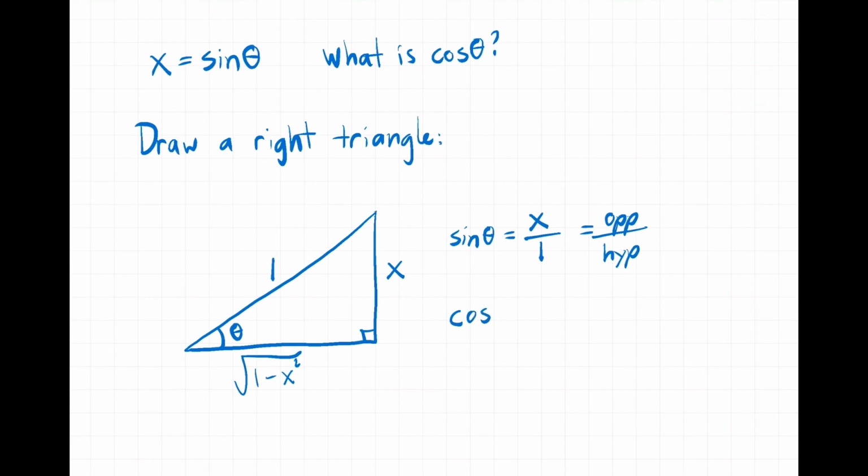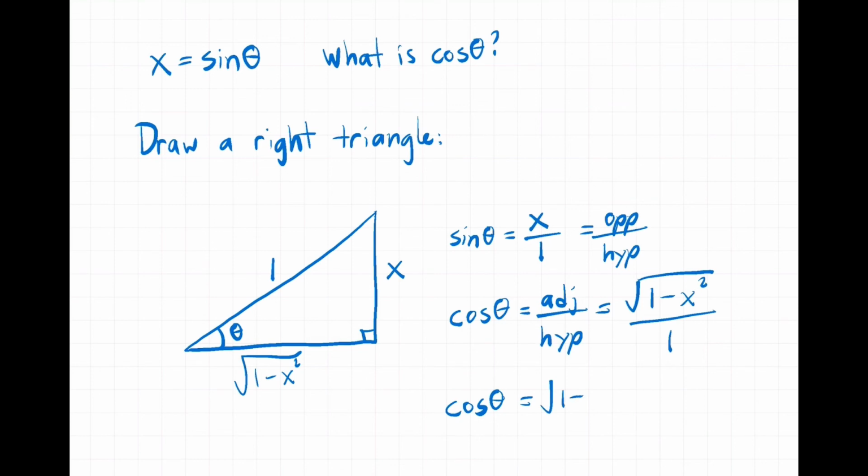Well, cosine theta, by definition, is the adjacent side over the hypotenuse, the side of the triangle adjacent to the angle. That is the square root of 1 minus x squared, that's what it's labeled as, divided by the hypotenuse, which is 1. So that means that actually cosine theta is the square root of 1 minus x squared.